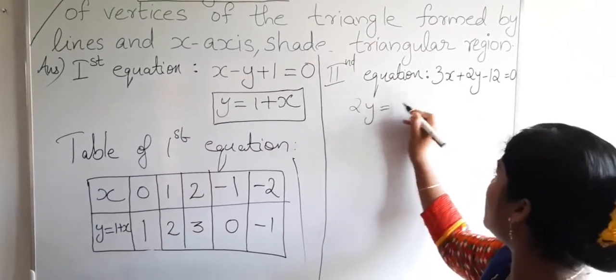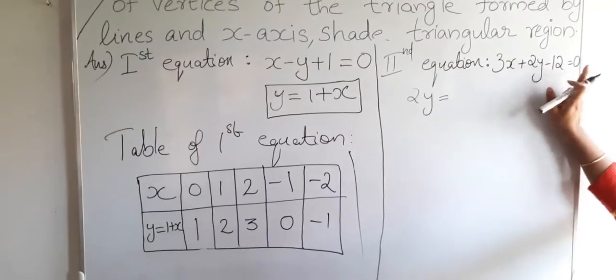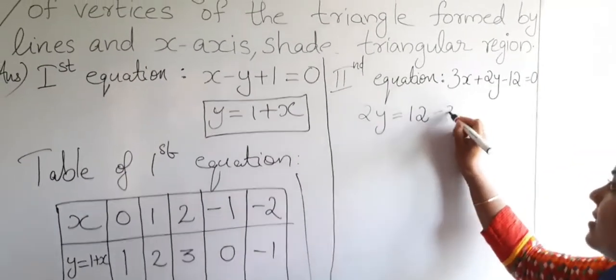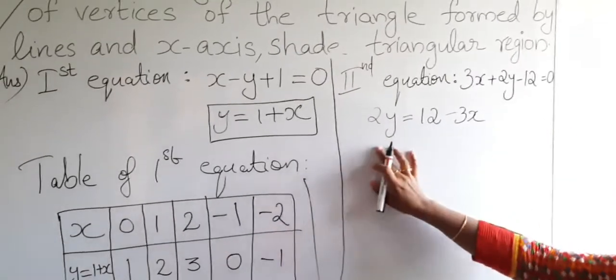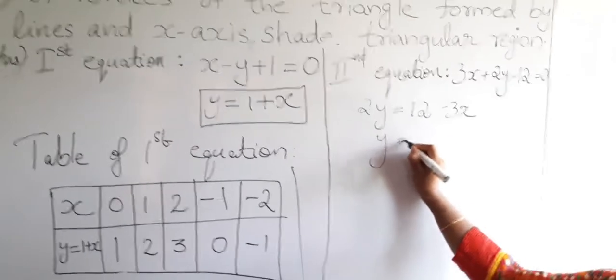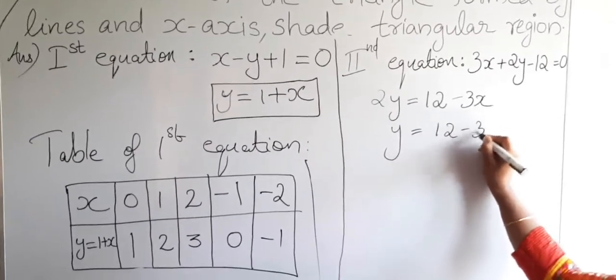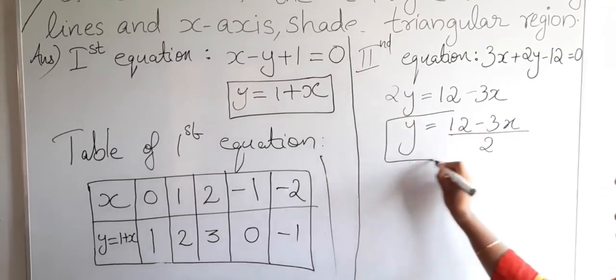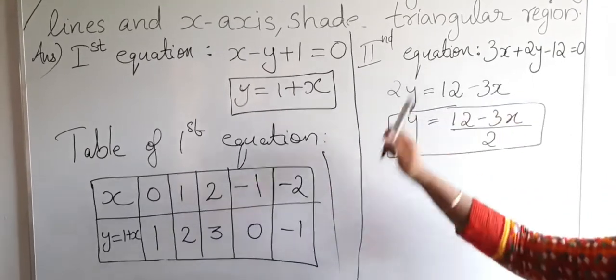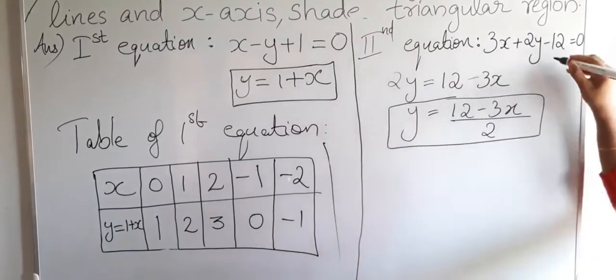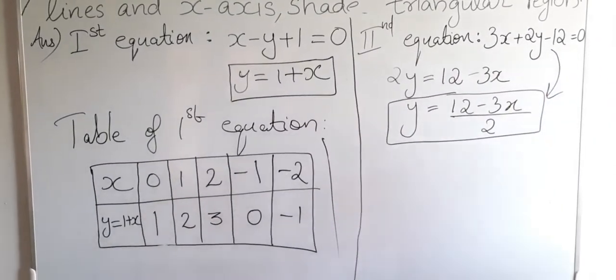2y equal to, this minus 12 will go to the right side, it will be plus 12. Then 3x will be minus 3x. Now we got 2y. Now we are finding y. y equal to 12 minus 3x by 2. So now you got y. Same like that, from the second equation we found y.